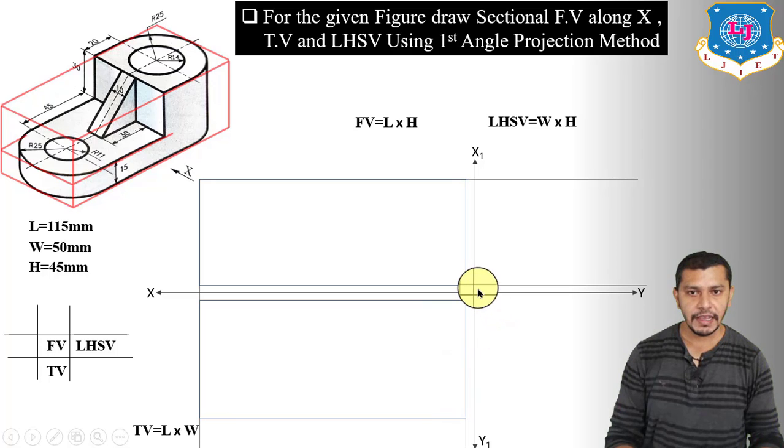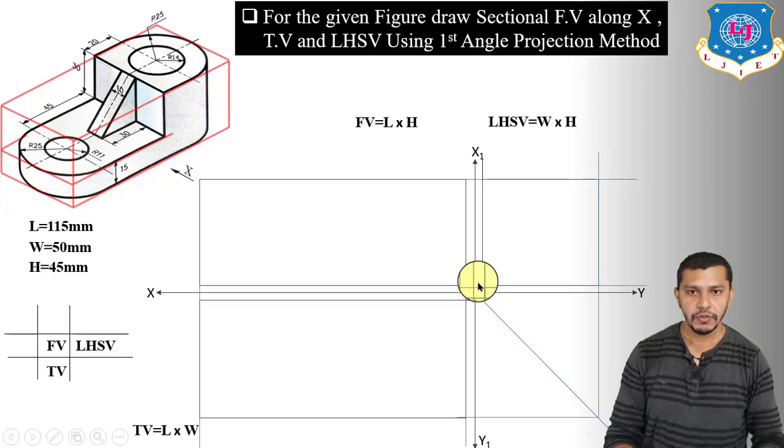For that we will draw a line inclined at an angle of 45 degrees to the XY and X1Y1 line, from the intersection point of the XY and X1Y1 line. So draw a line from this point inclined at 45 degrees to XY and X1Y1. Now project the width like this on this line, and now take the projection vertically upwards. You will get the intersection over here, and now draw the rectangle in this box. This will be the left hand side view of the cuboid, having width 50 and height 45.